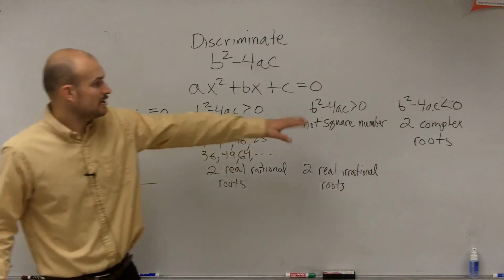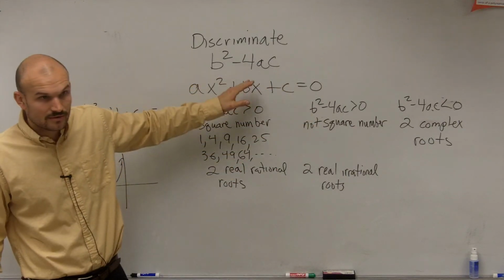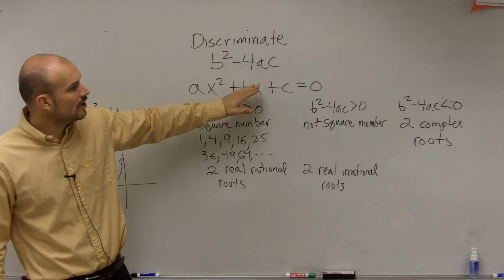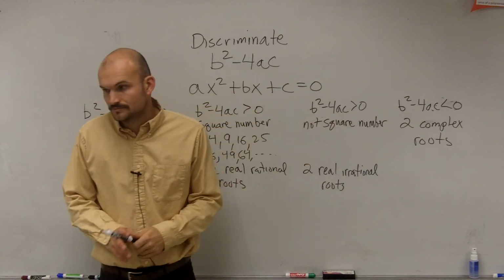Okay? So if the discriminant you find is less than 0, what you'll have is 2 complex roots. Okay?